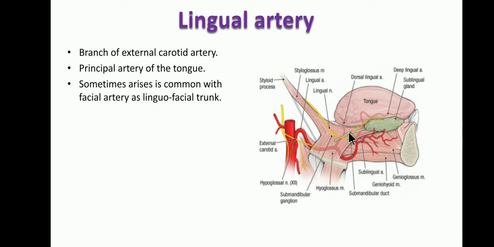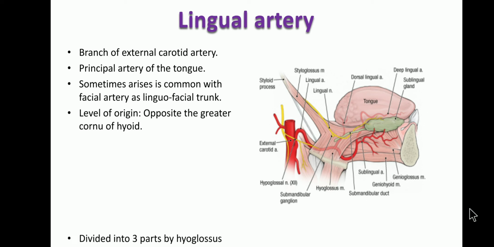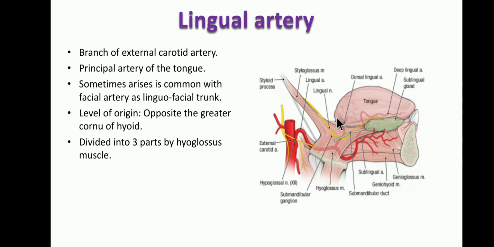by the hyoglossus muscle. First part is from the origin to the posterior border, and the second part is deep to the hyoglossus muscle, which runs horizontally. Then the third part ascends deep to the anterior border of the hyoglossus muscle. So it arises at the level of the greater horn of the hyoid bone.